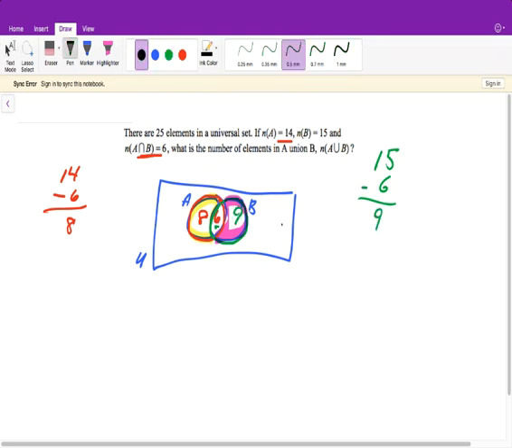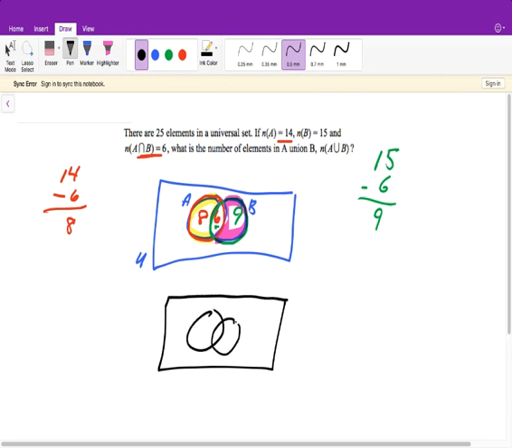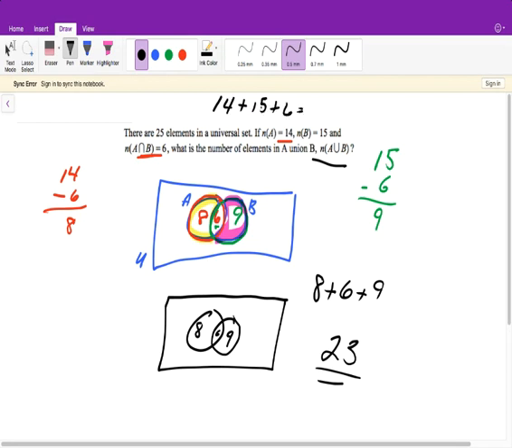Let me just redraw this Venn diagram so it's a little bit clearer. So there's our two sets, and we solved for 8 is here, 6 is here, and 9 is here. If we want to figure out how many are in A or B, or A union B, we would just add them up. So 8 plus 6 plus 9: 8 plus 6 is 14, plus 9 is 23. If you try to just add these 3 together to begin with, 14 plus 15 plus 6, well, 14 plus 15 is 29, plus 6 is 35.